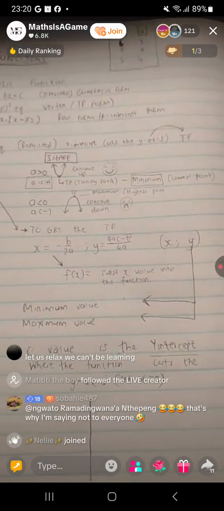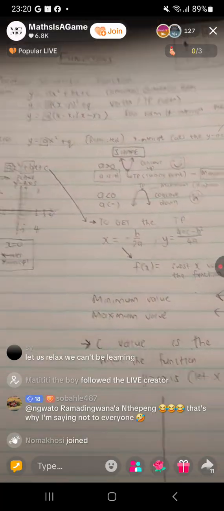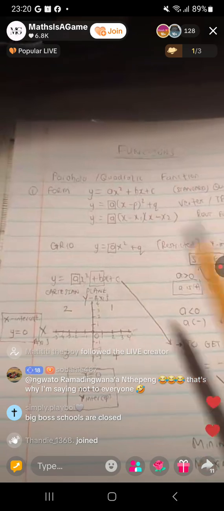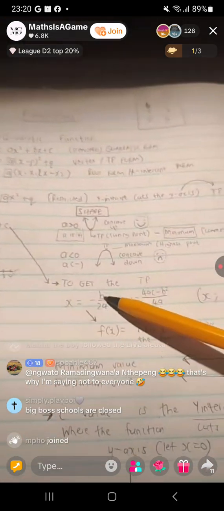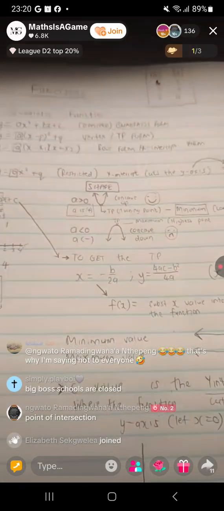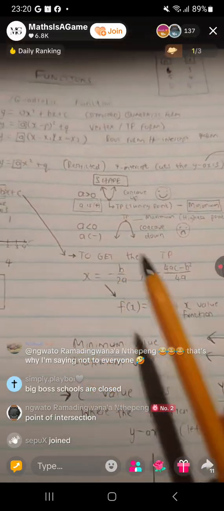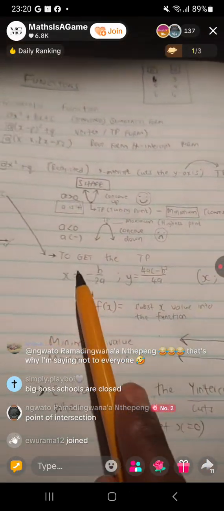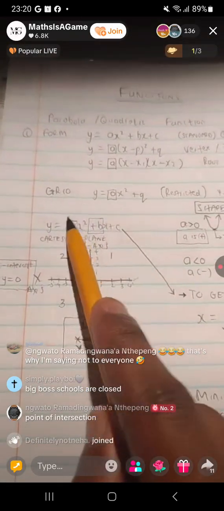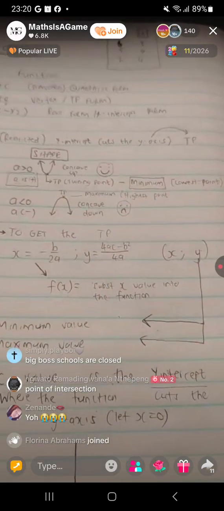Anything else that you guys feel is of value that we are missing? We've talked about a. We've talked about c. We mentioned something in conjunction to b because, of course, when we want the turning point, we use x is equal to minus b over 2a to find the x value of the turning point. Then we substitute that x value into the function that we have, and we get the corresponding y value, or we can use this formula and get y.